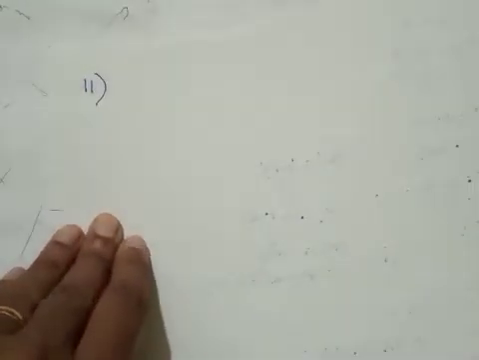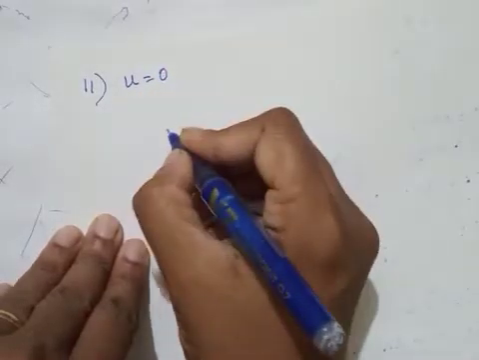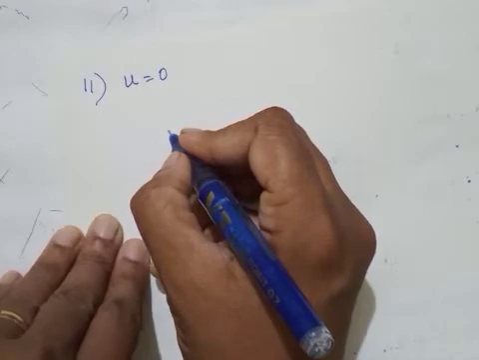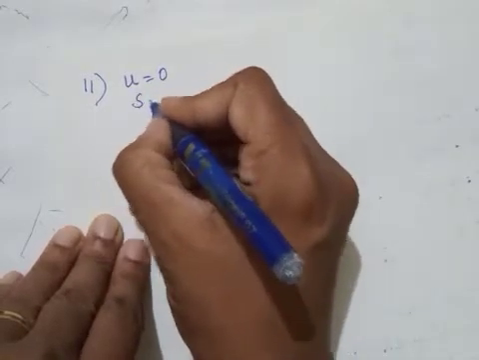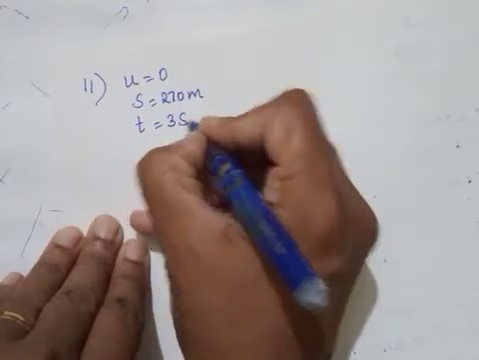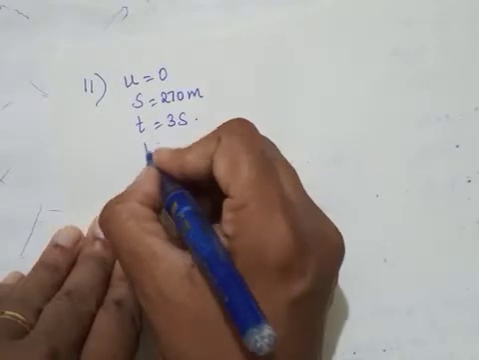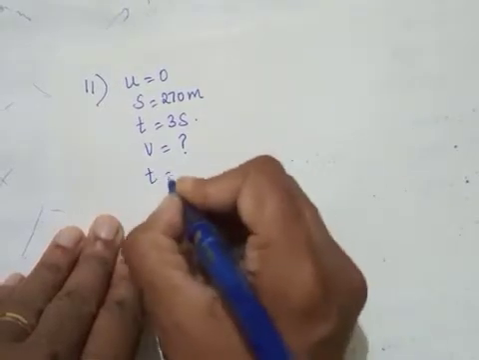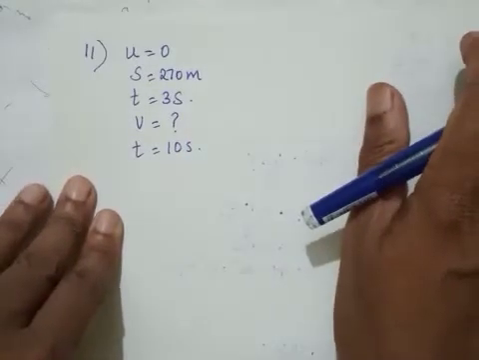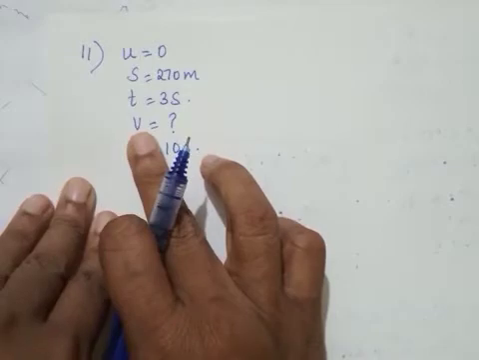Question number 11. A body moves from rest. So initial velocity 0. With a uniform acceleration and travels 270 meter in 3 seconds. S is 270 meter, time is 3 seconds. Find the velocity of the body at 10 seconds after start. I think this you can do directly. There is no conversion anything. So we have to find final velocity.